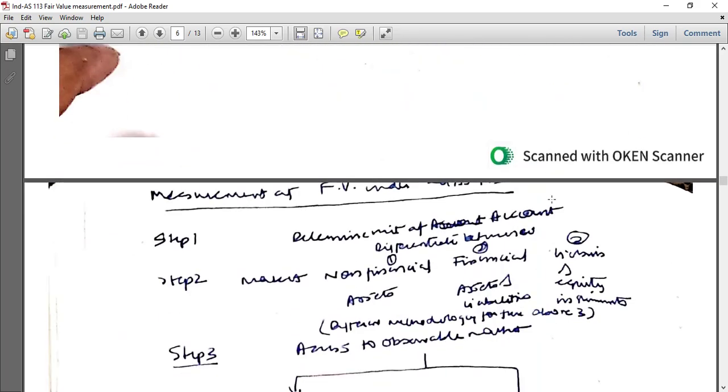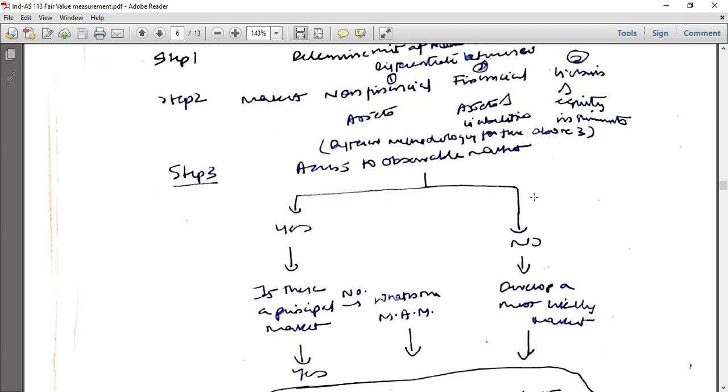Measurement of fair value under Ind AS 113. Determine the unit of account. Difference between non-financial asset, financial assets, liabilities, and equity. Access to observable market. Is there a principal market? What is the most advantageous market? Develop most likely or not.